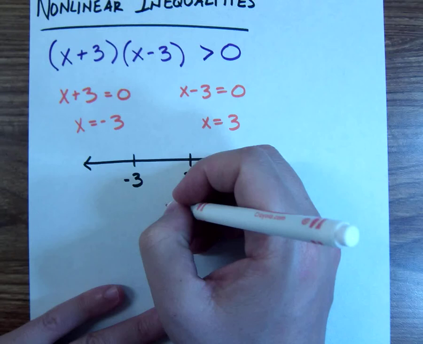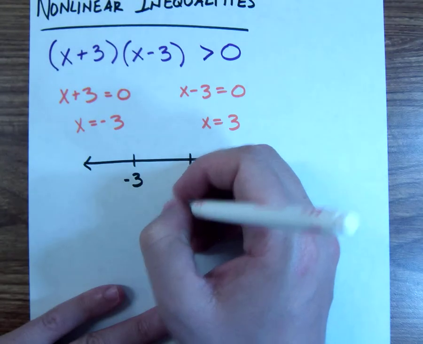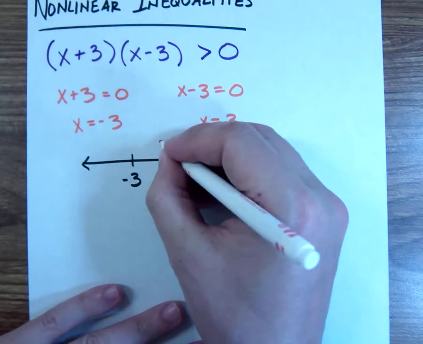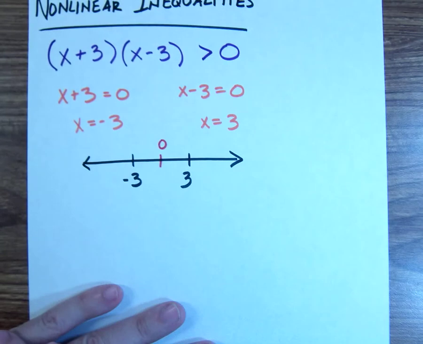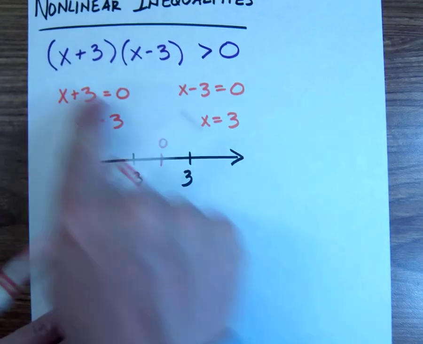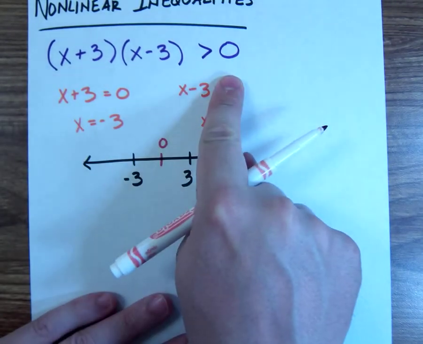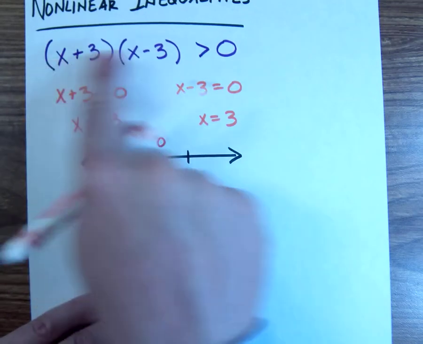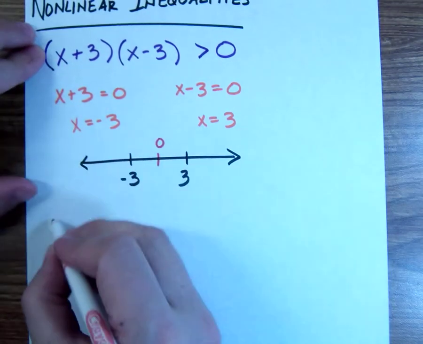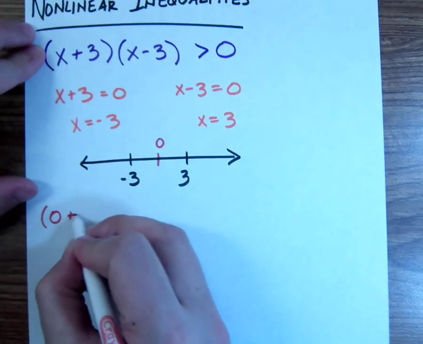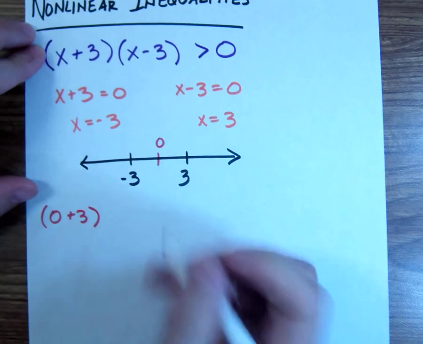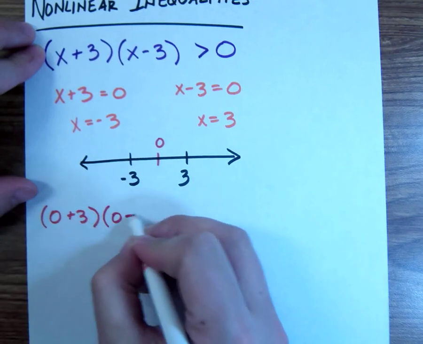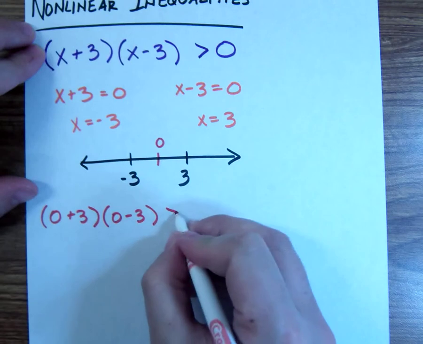So I'm going to start off with between negative 3 and positive 3. I'm going to pick a number in between negative 3 and positive 3. I'm going to use 0. I can use any number I want that's between negative 3 and positive 3. Now what I'm going to do is come back up to this inequality, x plus 3, x minus 3 greater than 0, and replace the x's with 0. So instead of x plus 3, it'll be 0 plus 3. x minus 3 will be 0 minus 3, greater than 0.